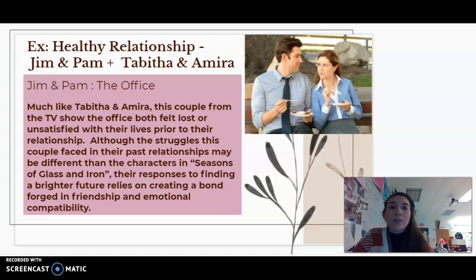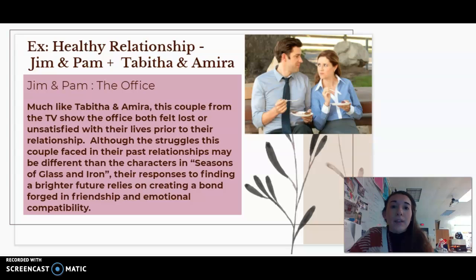So for an example of a healthy relationship, I took Jim and Pam from the TV show The Office and compared them with Tabitha and Amira from Season of Glass and Iron. So what I'm looking for is that you can identify whether you consider our literary piece characters in a healthy relationship or an unhealthy relationship, and then compare them to another media outlet.